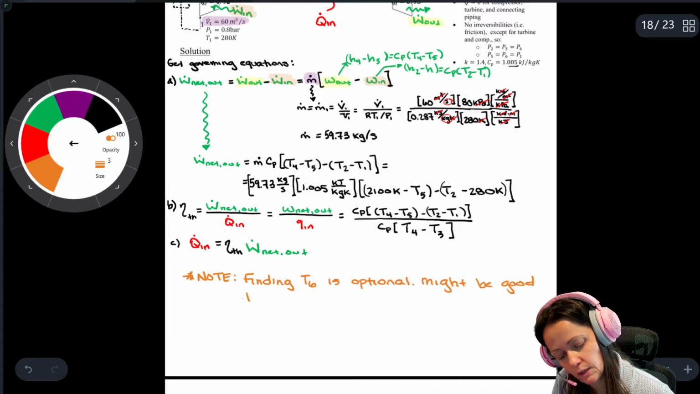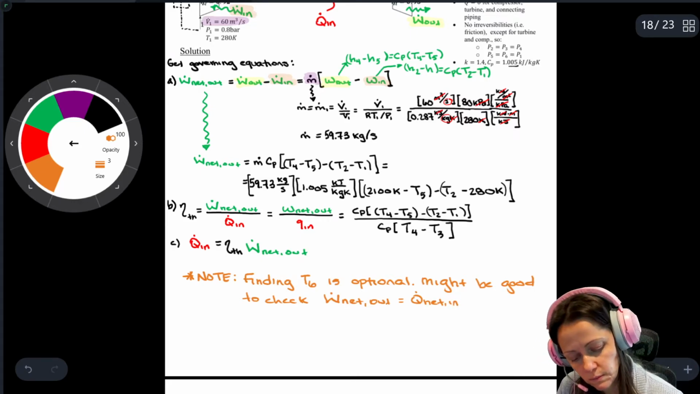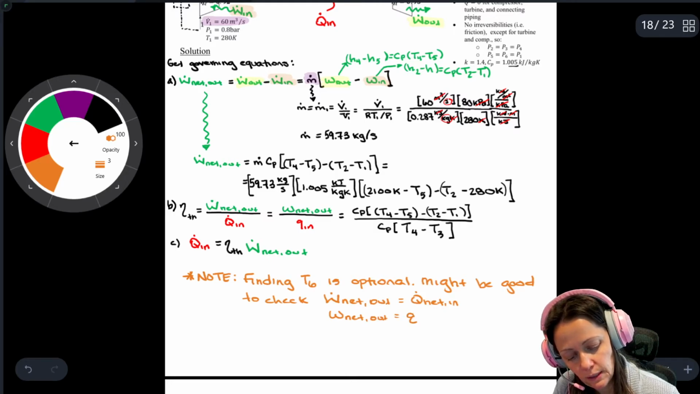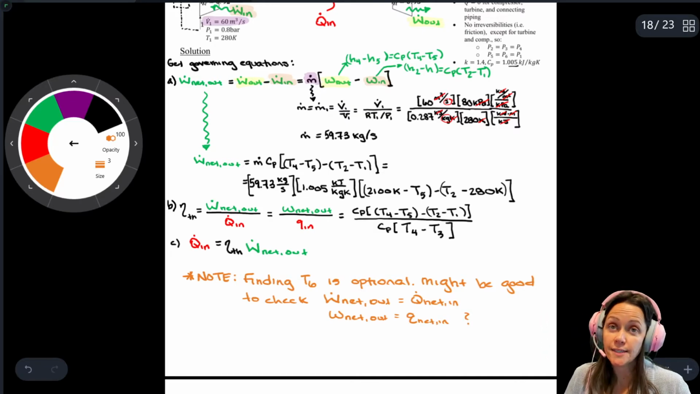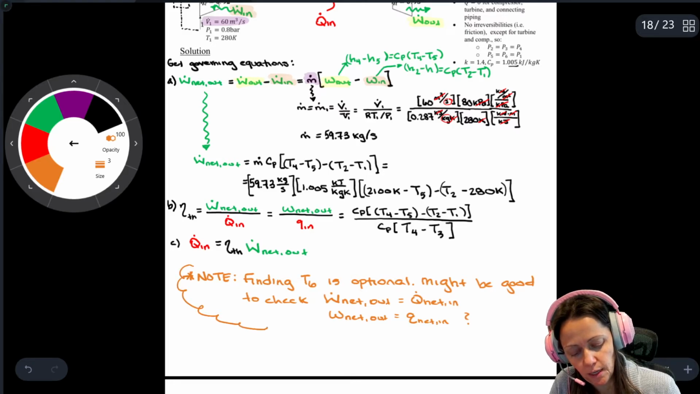And it might be good if you have time, because you can check your numbers. Is your w net out equal to your q net in? Okay. Or, it's a little w, right? It has to be that way for any thermodynamic cycle, that's what has to be true. So it's optional, but it's not necessary for this problem.